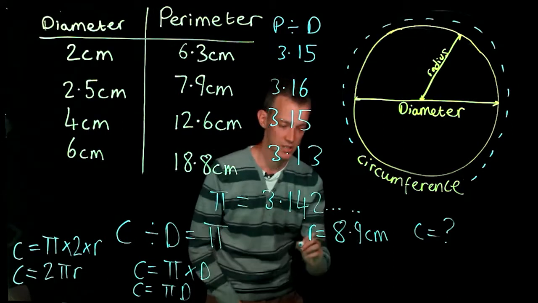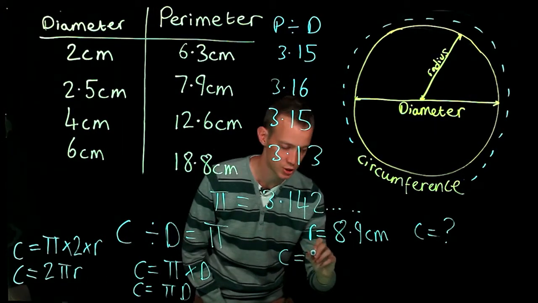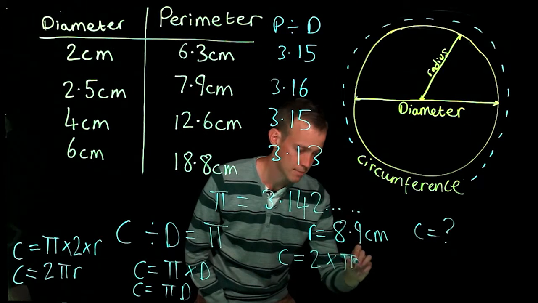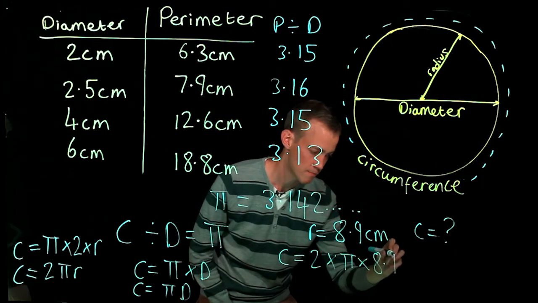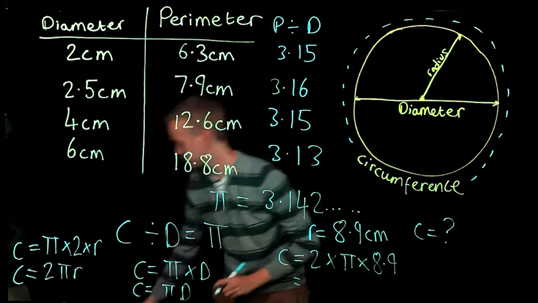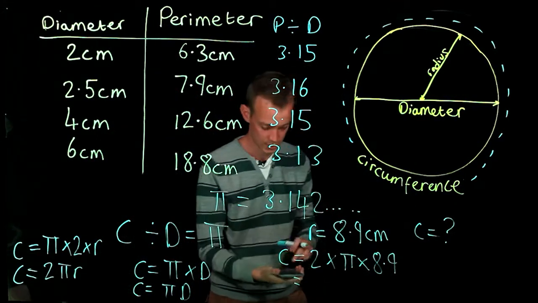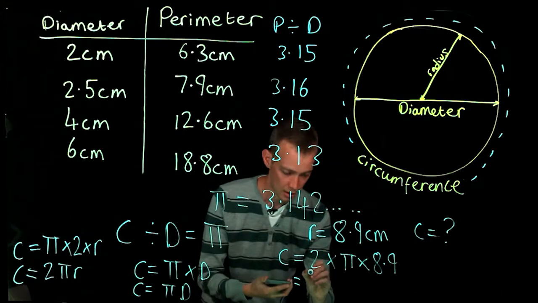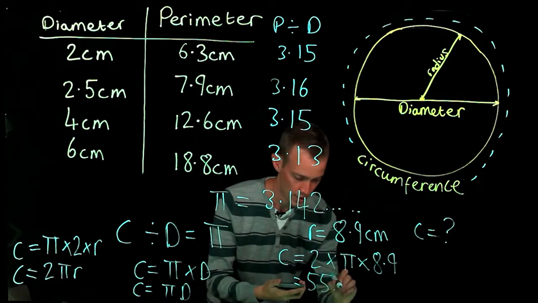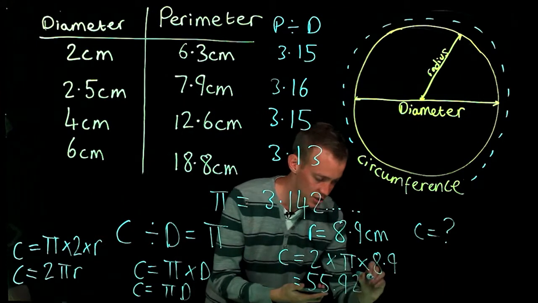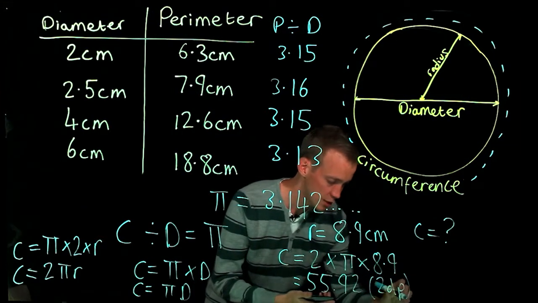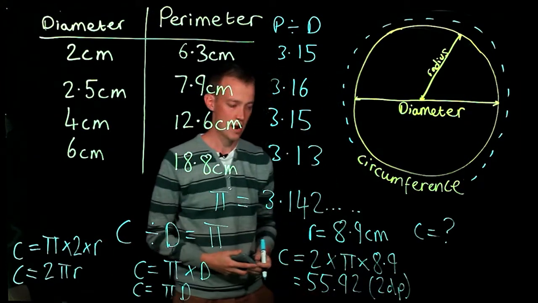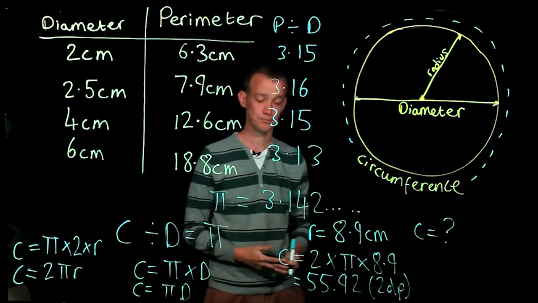So, trying to work out my circumference, well, circumference is equal to 2 multiplied by pi multiplied by 8.9. And using a calculator, I type that in, 2 multiplied by pi, there's a pi button on your calculator, multiplied by 8.9, I found it's 55.92, and I've just rounded that to 2 decimal places. In a question, they will say how many decimal places to leave the answer in.